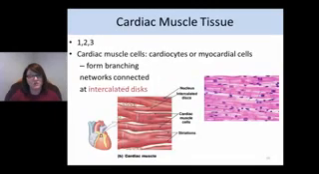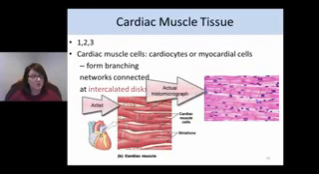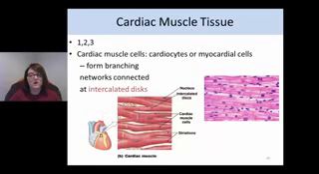Next up is cardiac muscle tissue. And again, in the pictures here, we see both an artist's rendition of cardiac muscle tissue, and then an actual histological photomicrograph of the tissue. So the cardiac muscle cells, also called cardiocytes or myocardial cells, make up the bulk of this tissue. And in both these pictures, the cardiac muscle cells are running horizontally. If you look closely, you can see bands running vertically. So it is a striated tissue. It does have that highly organized protein fiber component to it.